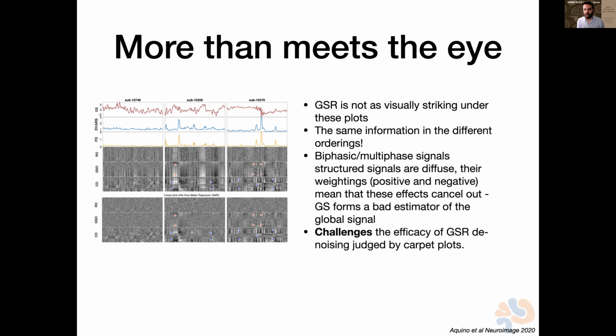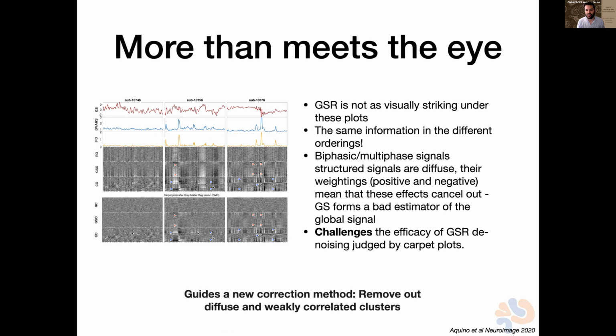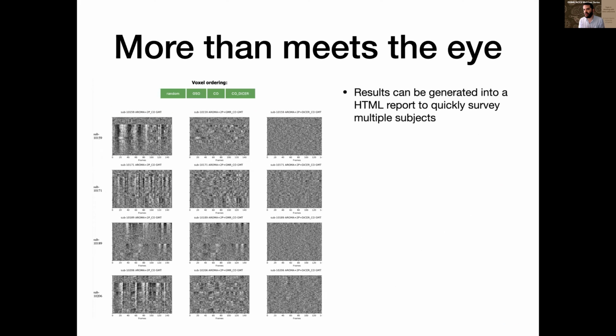And the reason why it still pops up in these multiple phases is because when you take the average of all these voxels, the positives and negatives cancel out. So the global signal, or the barometric signal, is not representative of this sort of pattern. This brings forward a new way of thinking to get rid of all these patterns. But I wanted to take a step from that, and the key thing I want to show you are these reports.